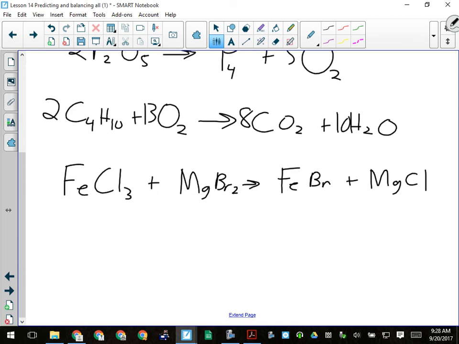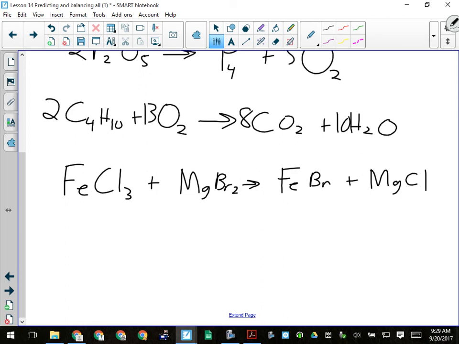All right, what do I need to do to both of those compounds? Drop and swap them. They're both ionic. What charge did iron have over here? 3. Should it have 3 over there? Yes. I can't change the type of iron I have. If I had iron 3 on this side, I have iron 3 over here.